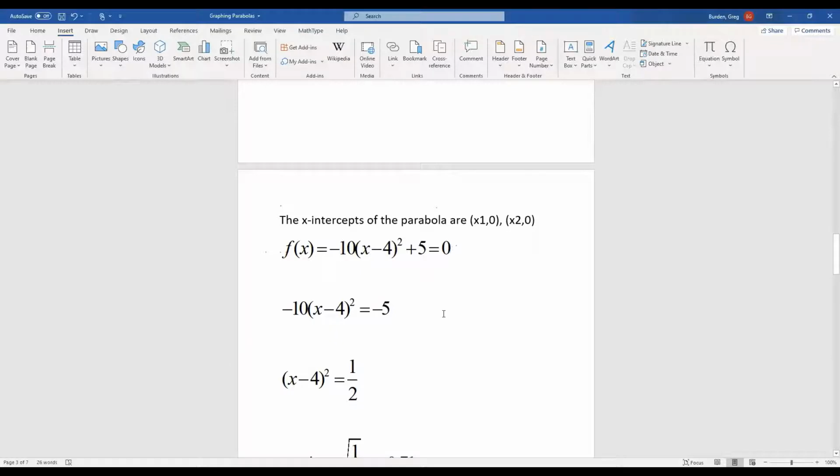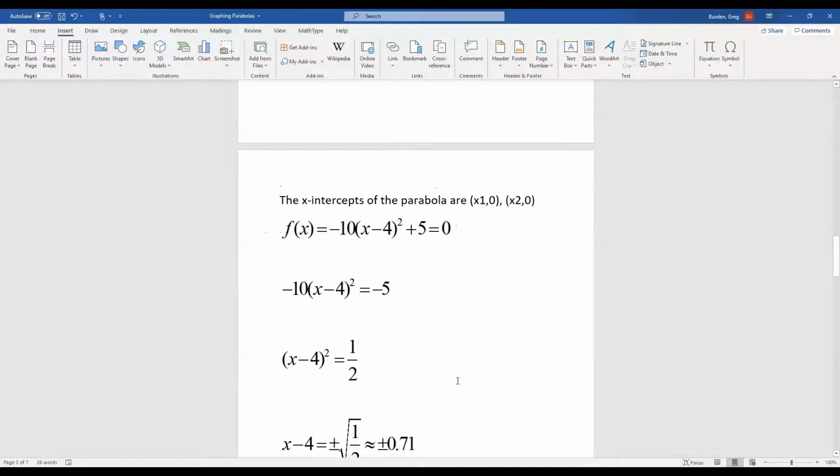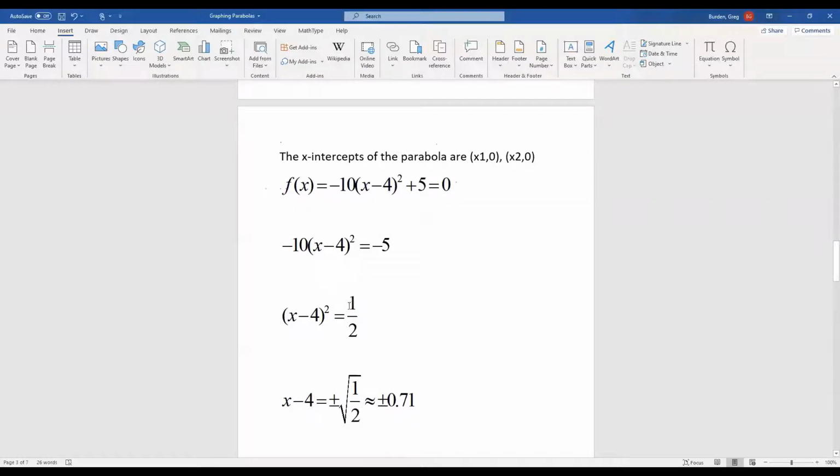But there's an easier way of doing it here than the quadratic formula, if we just go through the process of solving the equation and make use of the square root property at the appropriate time. If we have negative 10 times the square of (x minus 4), plus 5, equals 0, well, subtract 5 from both sides of the equation, and we have negative 10 times the square of (x minus 4) equals negative 5. That equation we can solve by dividing both sides by negative 10, first of all, which gives me (x minus 4) squared equals 1/2. And then apply the square root property.